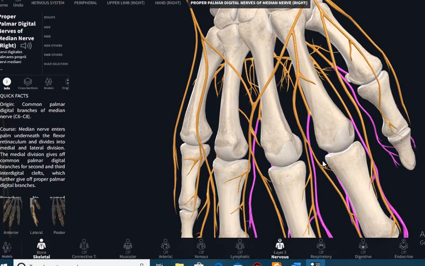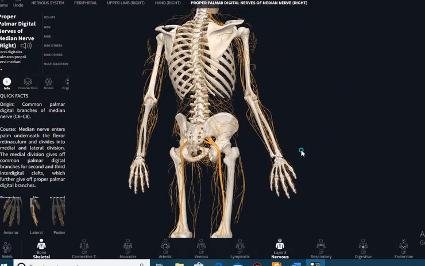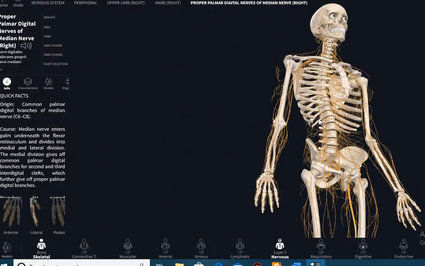So from here we've seen all the different sections of the nerves involved with the upper limb.